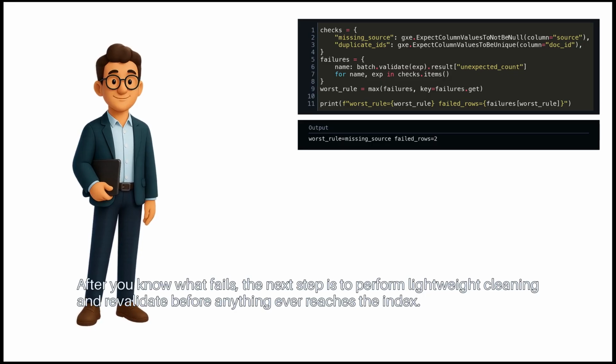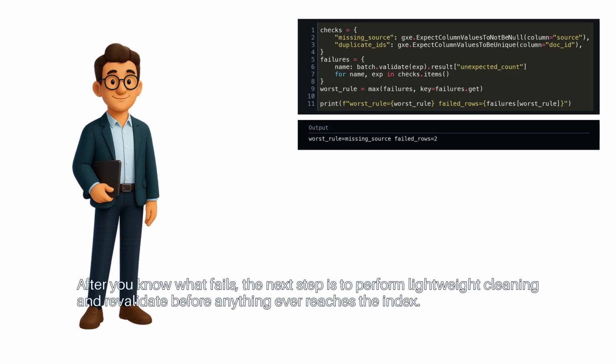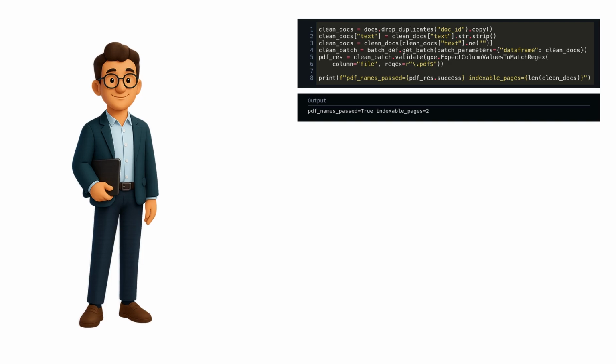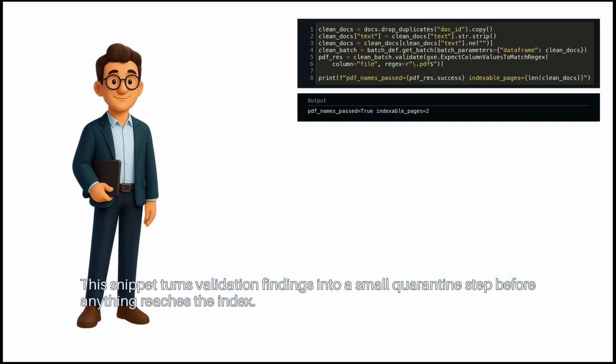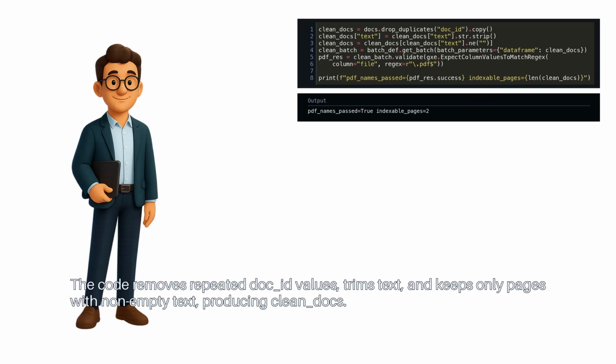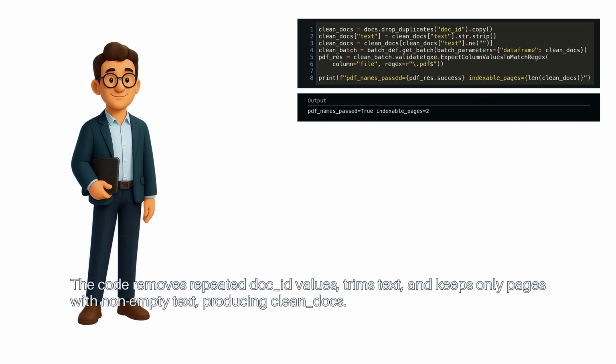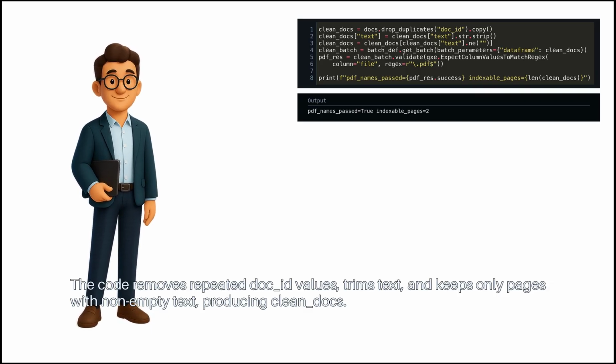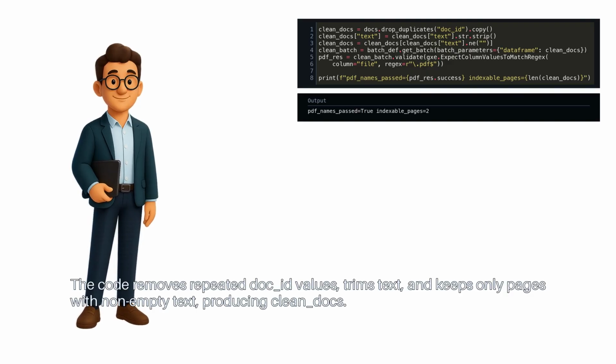After you know what fails, the next step is to perform lightweight cleaning and revalidate before anything ever reaches the index. This snippet turns validation findings into a small quarantine step before anything reaches the index. The code removes repeated doc ID values, trims text, and keeps only pages with non-empty text.